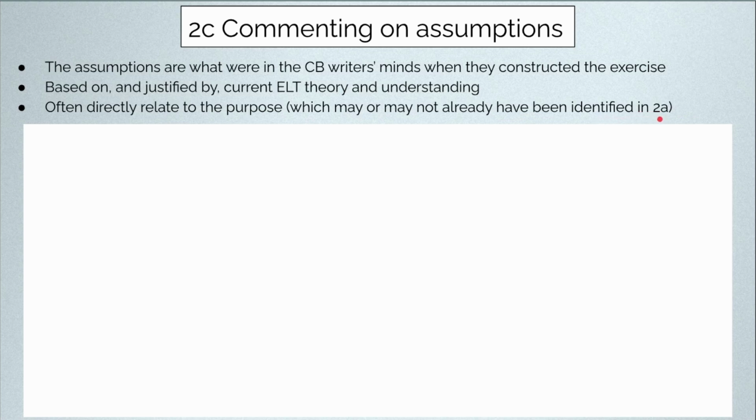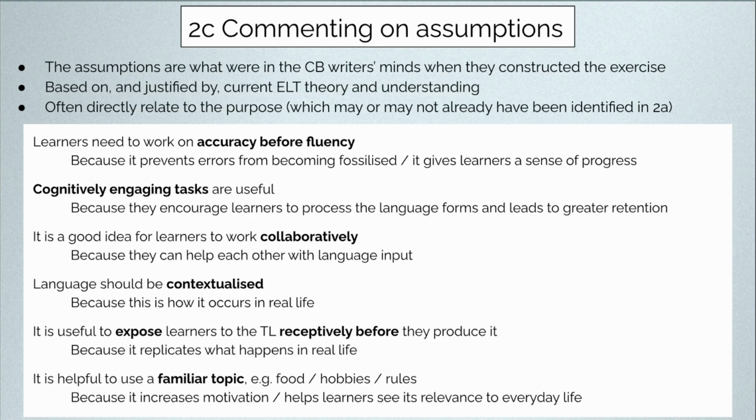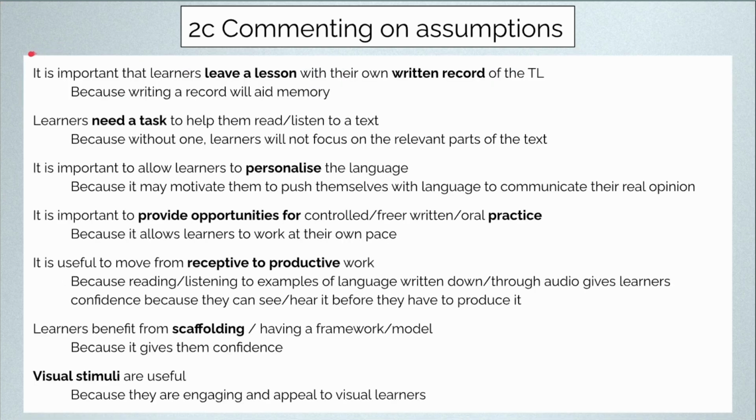in 2A. Learners need to work on accuracy before fluency. So this is your controlled written or oral practice. Why? Because it prevents errors from becoming fossilized in the freer practice which follows. So you can take a look at all of these assumptions by pausing the video now. And some more here. Pause now.